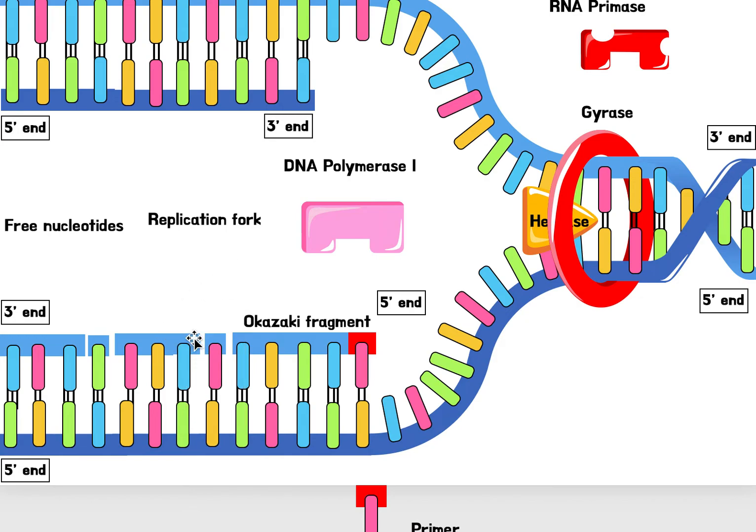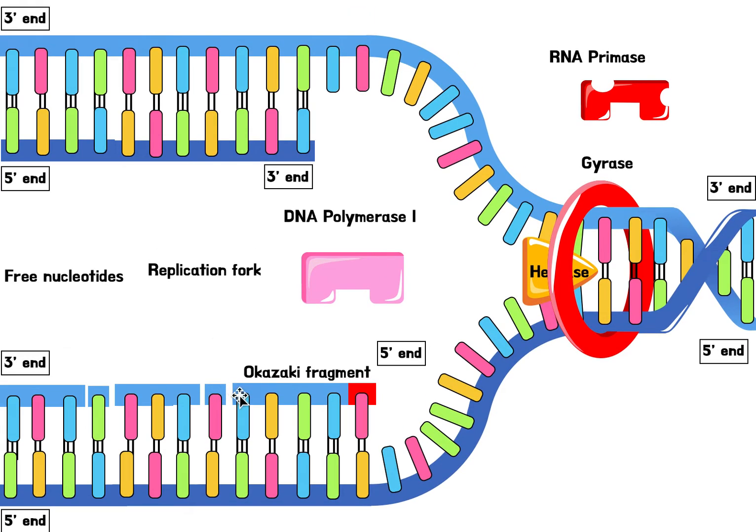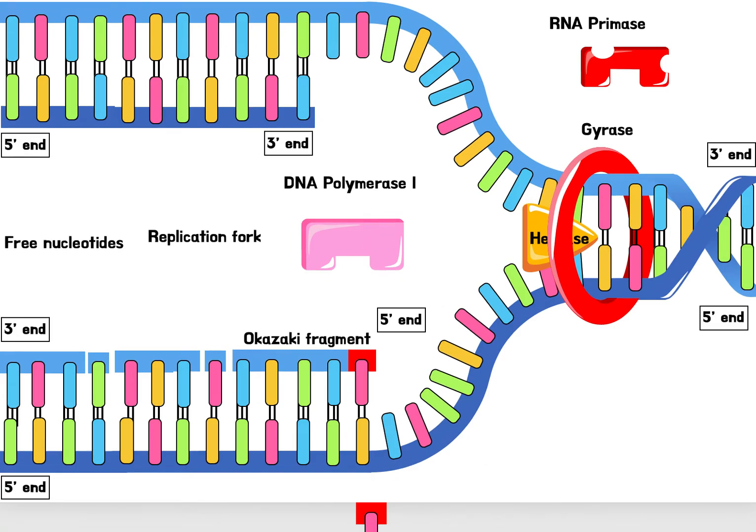Now, notice how there's a big gap in between. It's going to take off these RNA primers and replace them with DNA pieces, nucleotides. But now there are small gaps in between. So we need another enzyme. Which enzyme is that? We need an enzyme called ligase. Okay, here we go.